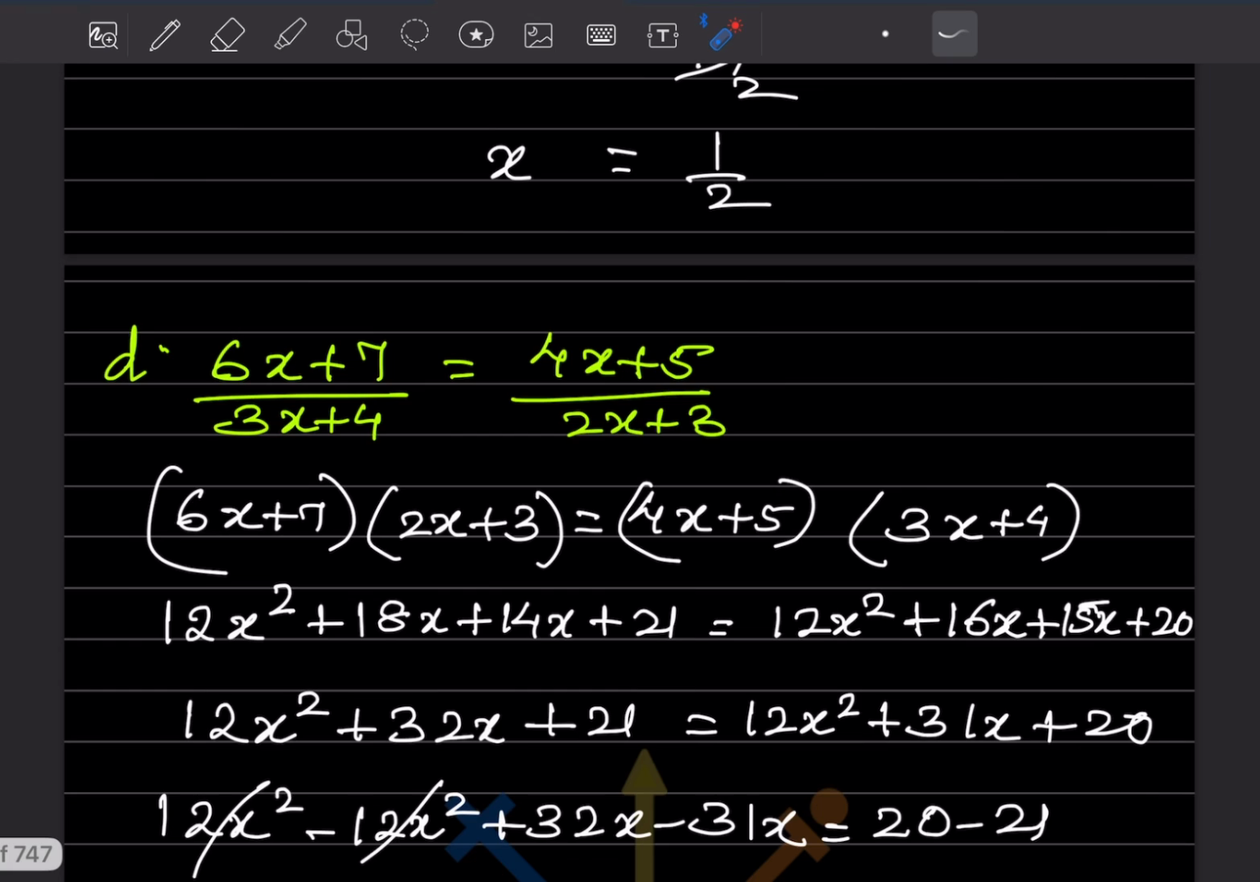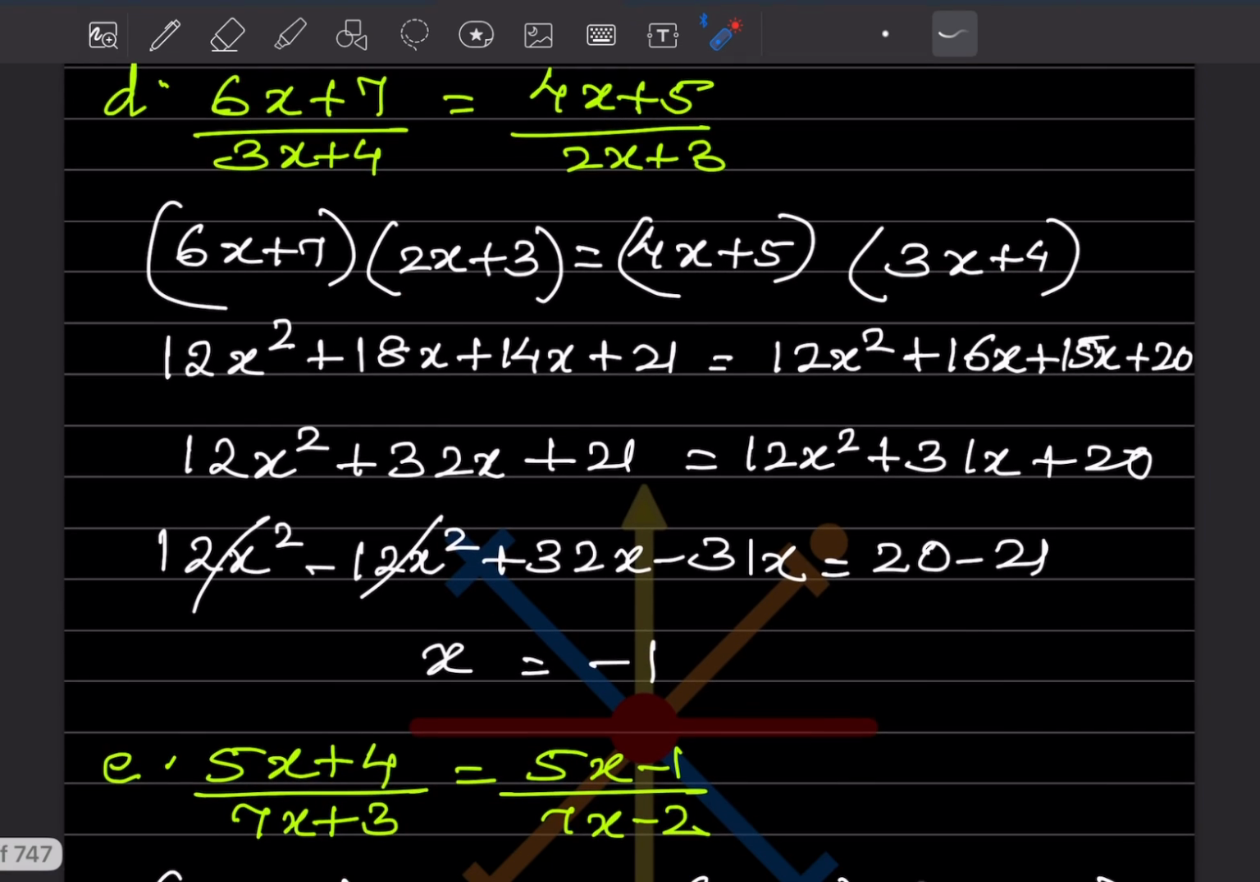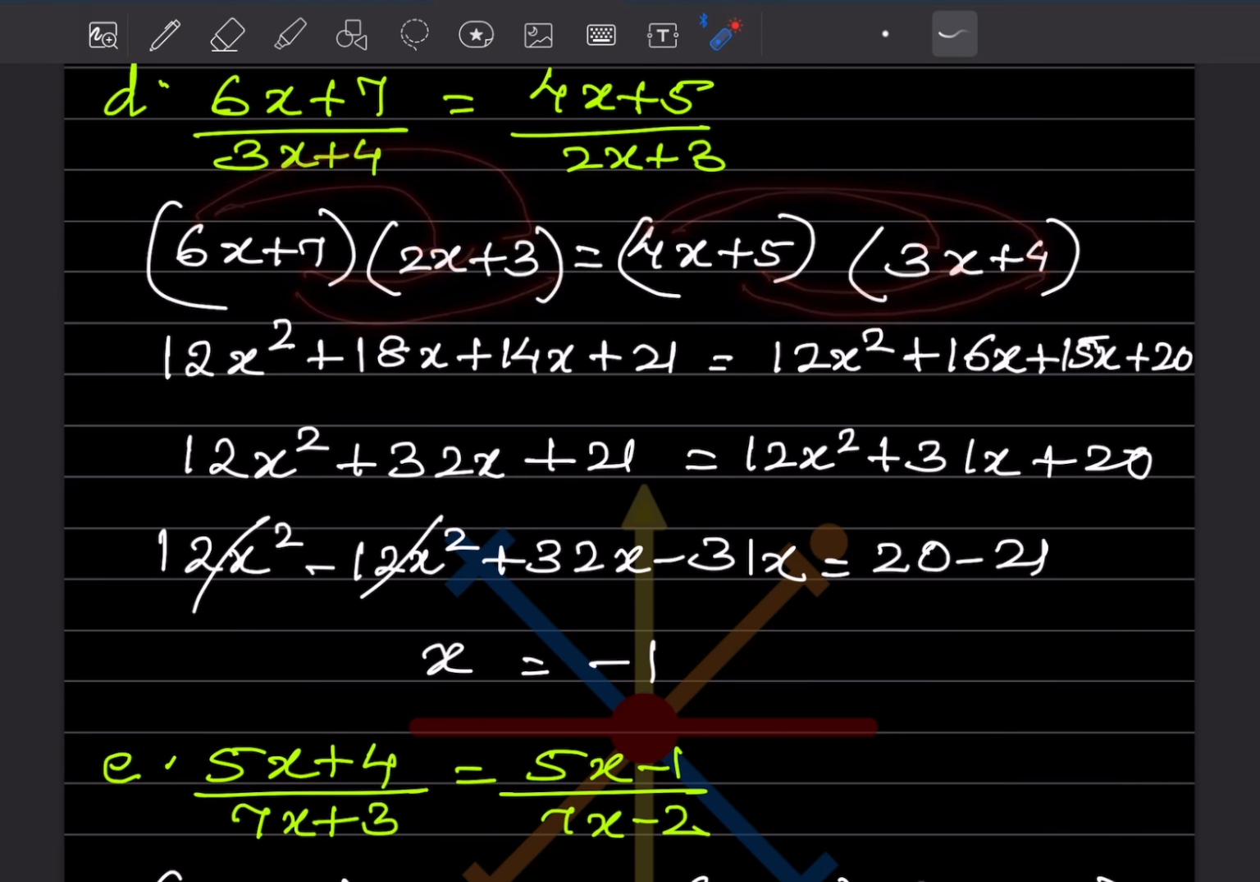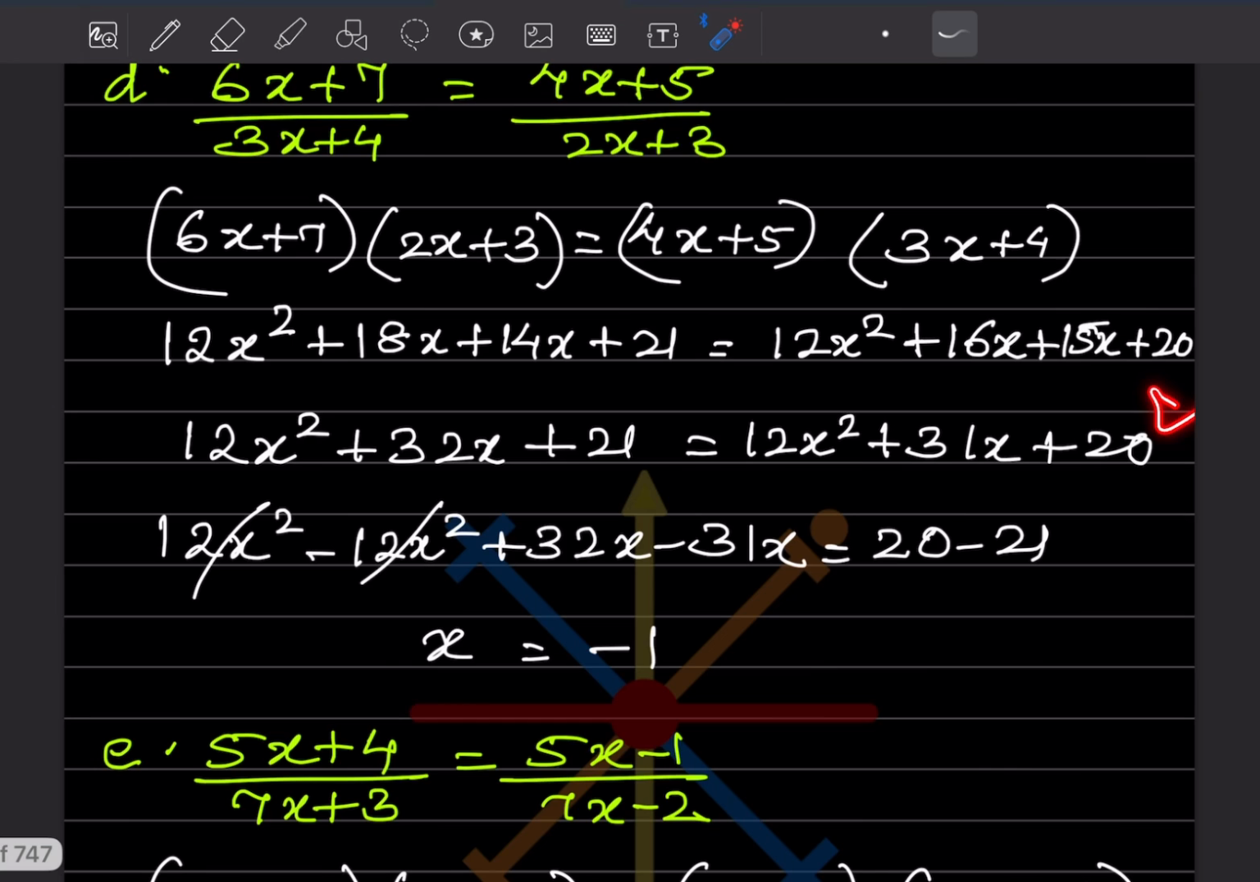Again, now this is the same as the previous one. You are going to cross multiply. So then you get these two brackets. Again, you are going to solve it here. 12x square plus 18x plus 14x plus 21. Here will be 12x square plus 16x plus 15x, and this will be plus 20. After rearranging, you get this step.